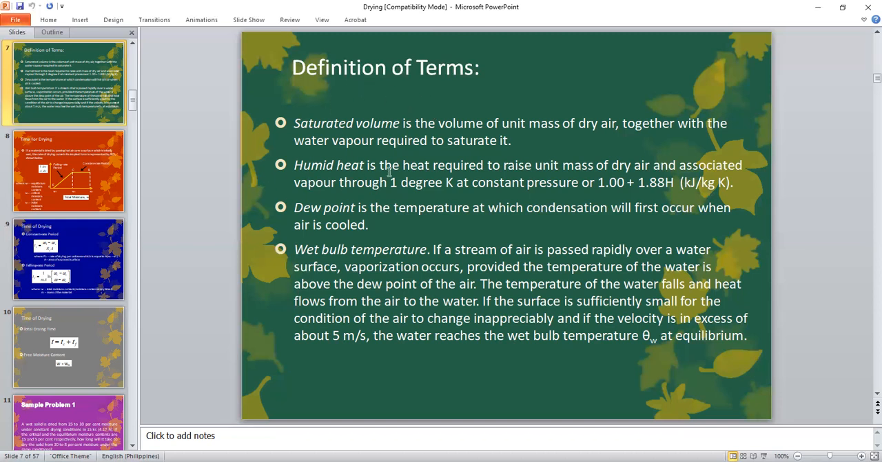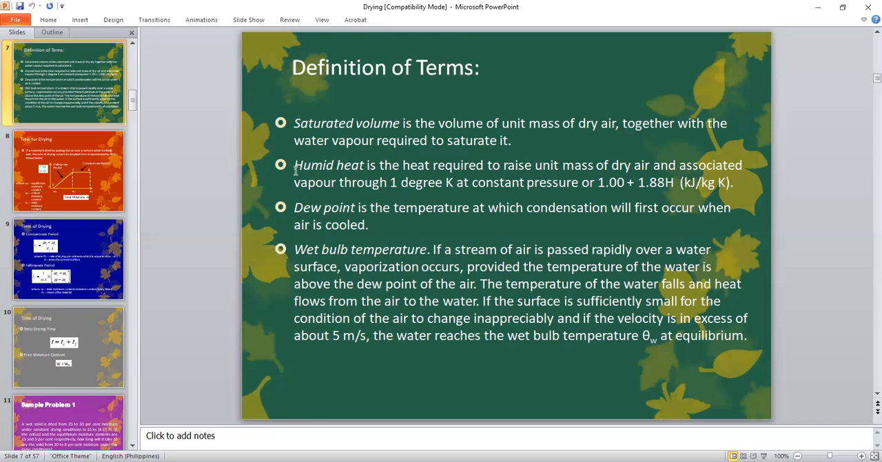Now, humid heat is somehow similar to the fundamental representation of specific heat in thermodynamics of any substance. So besides specific heat, we also have, in relation to psychrometry or drying, humid heat. And what is this humid heat? In terms of the definition, it's the heat required to raise a unit mass of dry air and its associated water vapor through 1 degree Kelvin at constant pressure. Now the formula, as you could see here, is 1 plus 1.88 H.